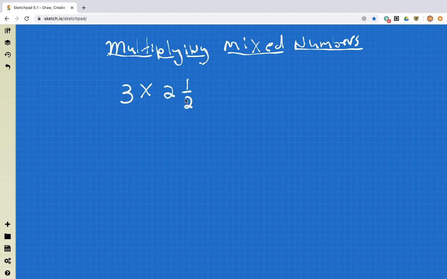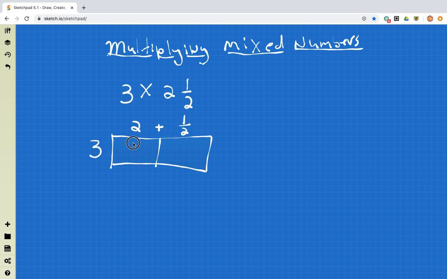Now the way to do this so that I don't forget anything is to go back to our old friend, the area model. You thought we were done with that, didn't you? Nope. 3 wholes times 2 plus 1/2. This is 2 1/2 times 3. Now I'm going to work it like any other area model problem.